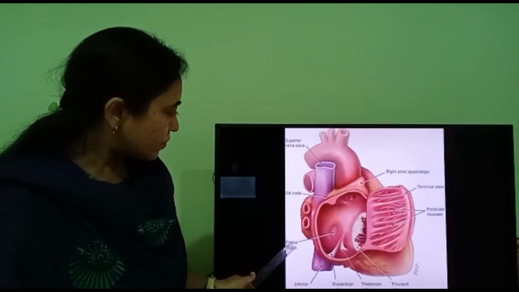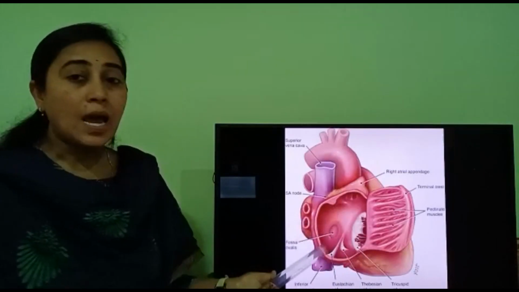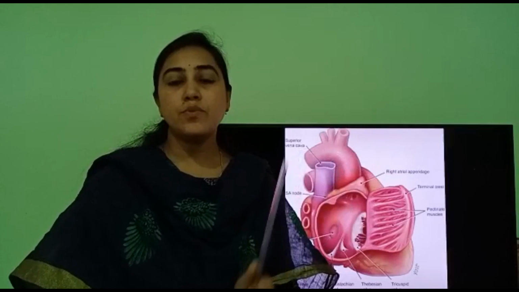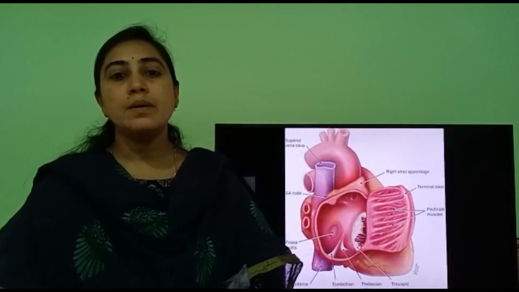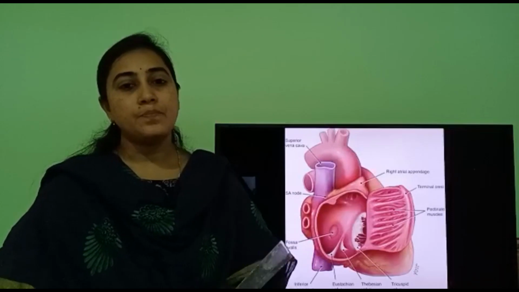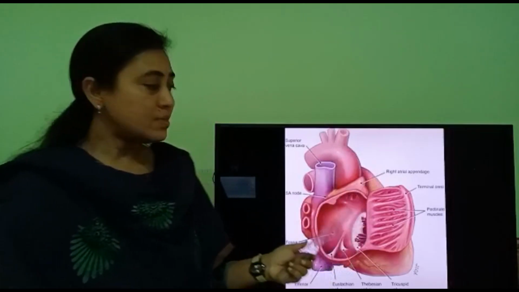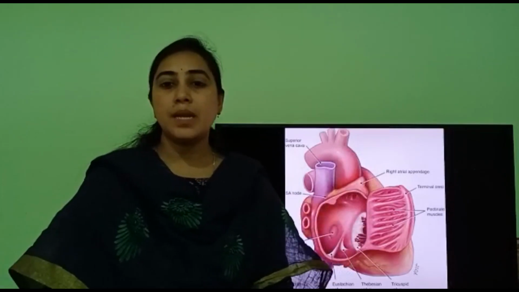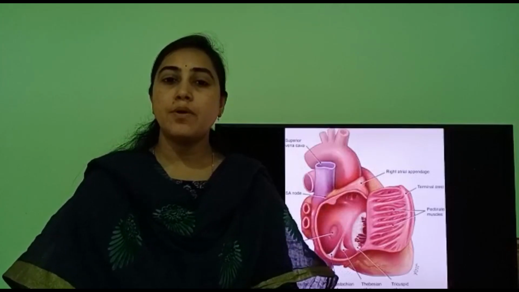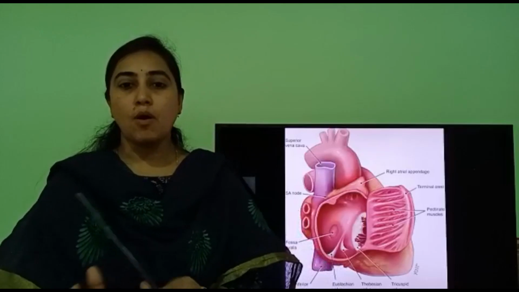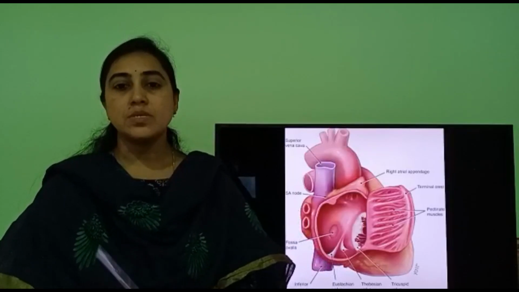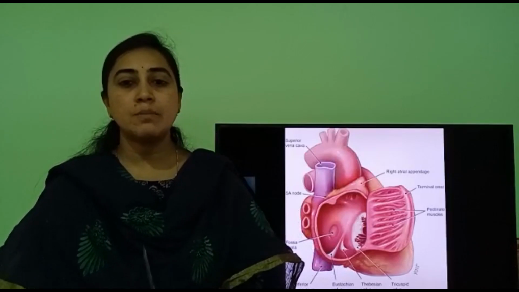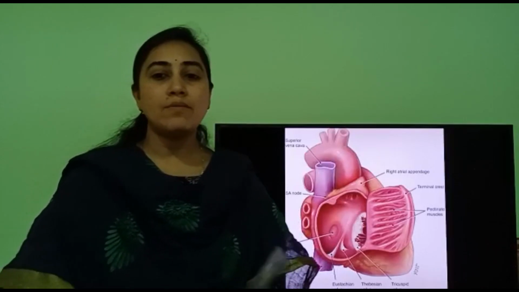Here you can see the fossa ovalis, which is a depression, and if the foramen ovale does not close, this situation is called patent foramen ovale. The right atrium receives deoxygenated blood from different parts of the body, except from the lungs, through two caval veins.